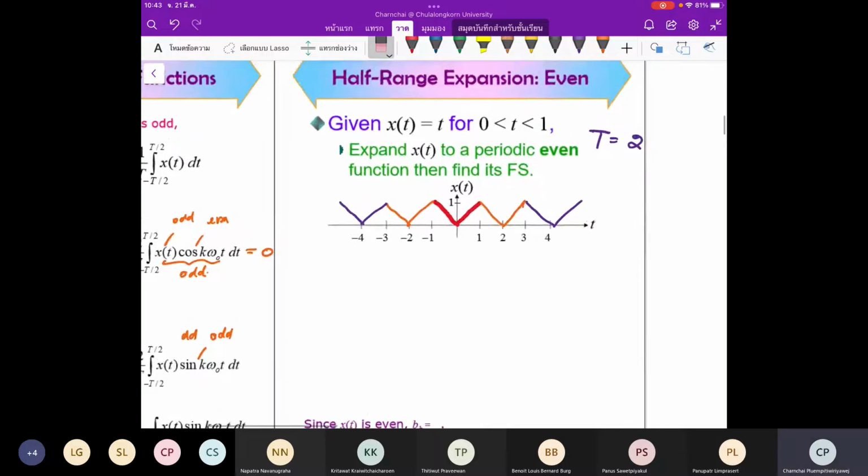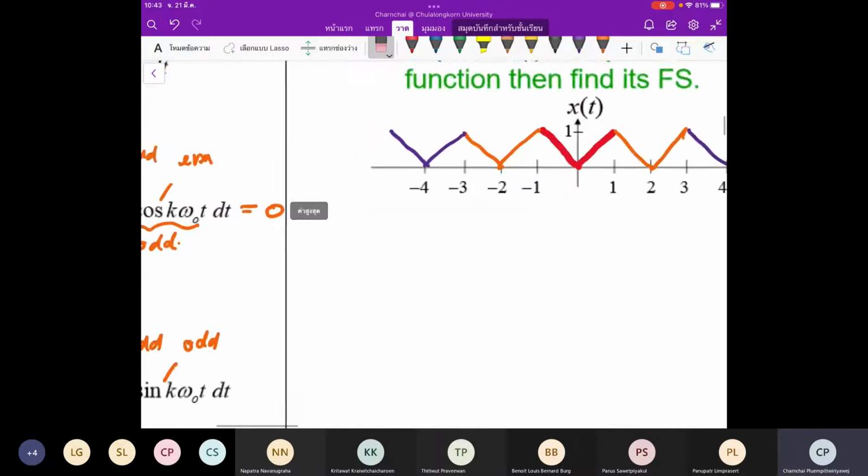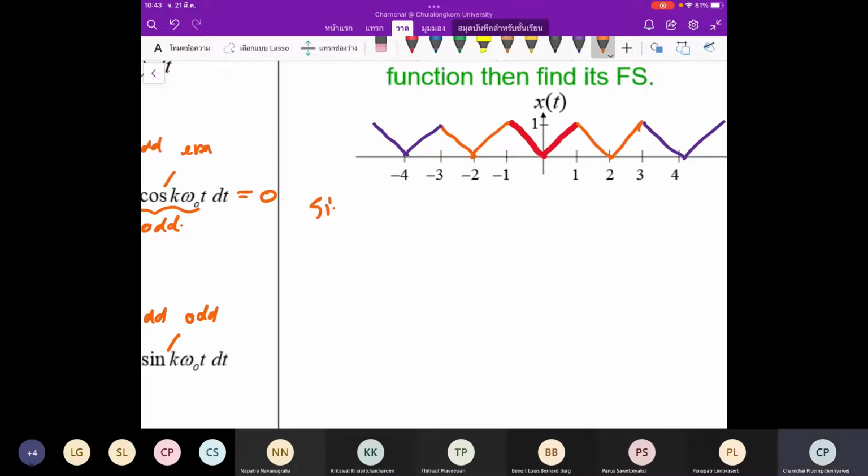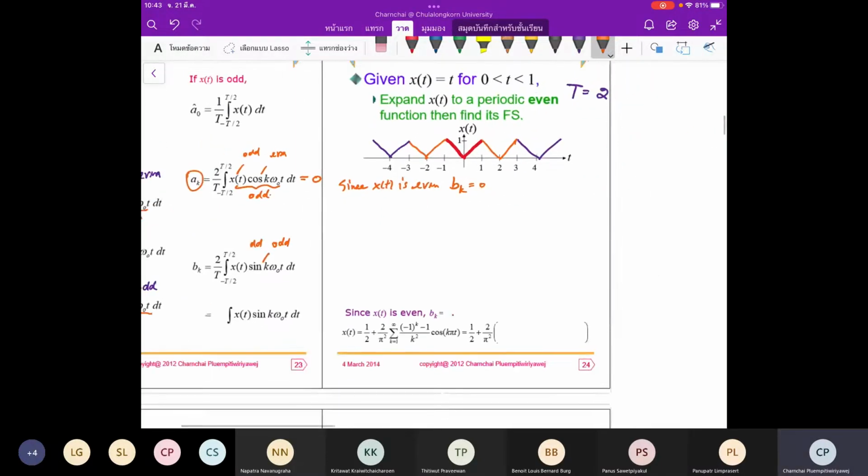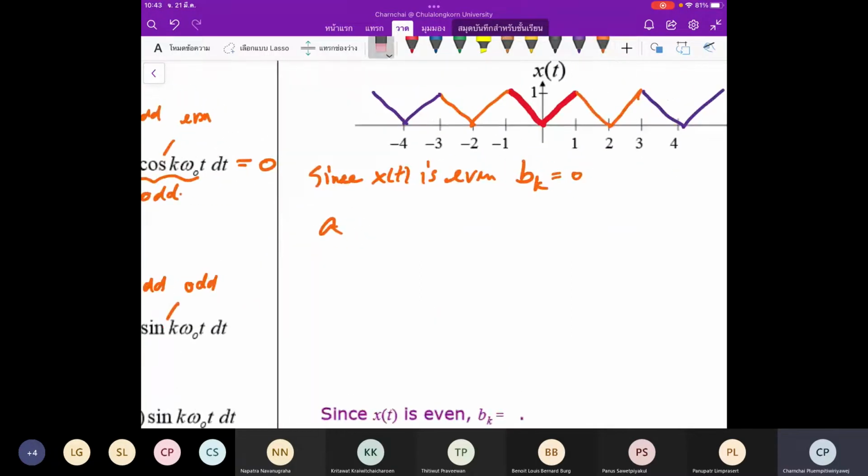Since x(t) is even, we know that b_k is going to be 0, because b_k is the coefficient of sine k omega naught t, and sine is an odd function. So b_k must be 0. All you need is to find out what a_0 hat is, and a_k. So what is a_0 hat?